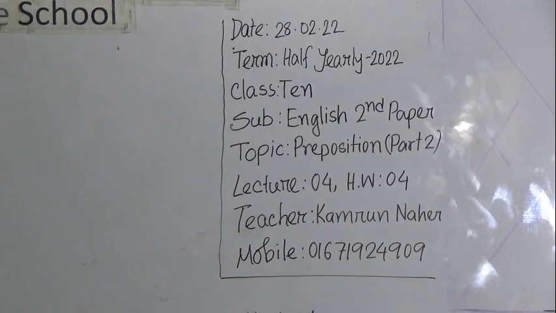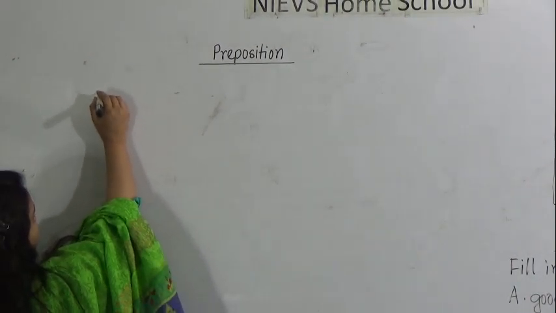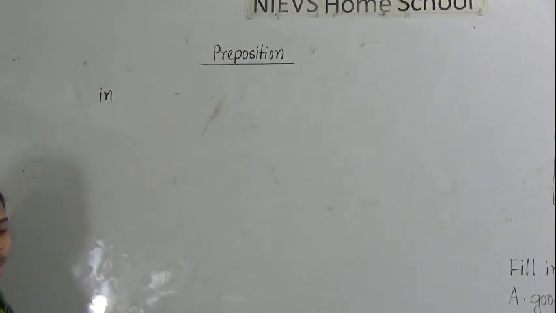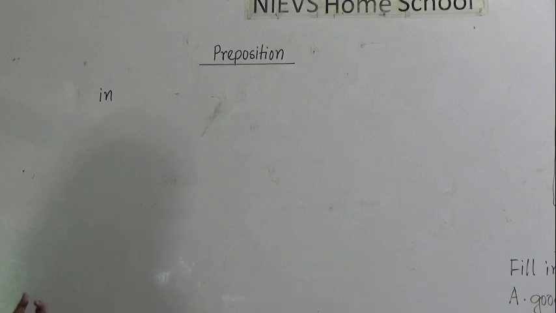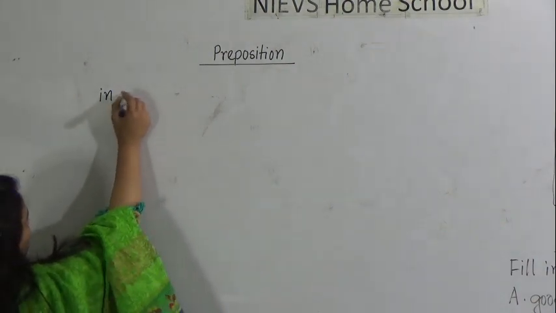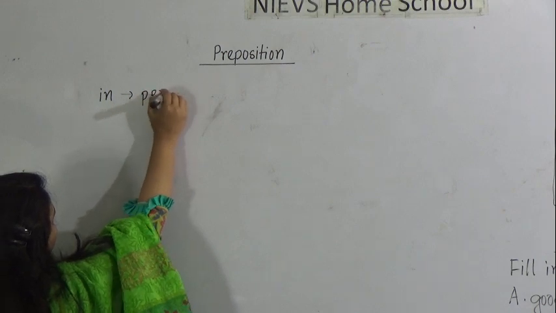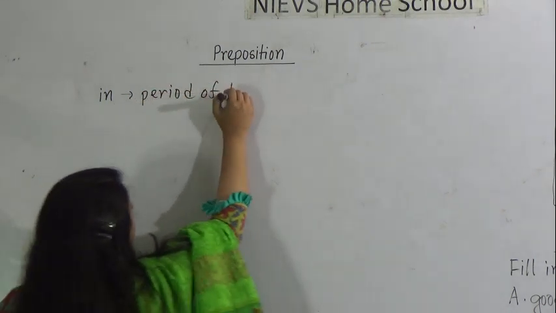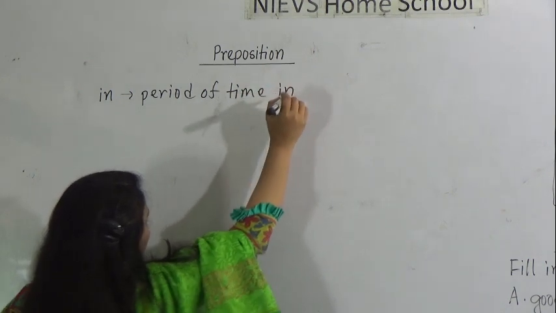Today we will know about the use of some prepositions. At first we will start with in. When will you use in? In is used to indicate a period of time in the future. The preposition in can be used to indicate a period of time in future.